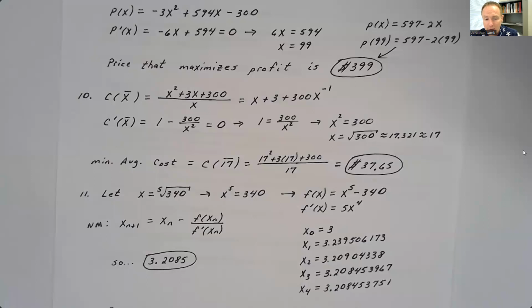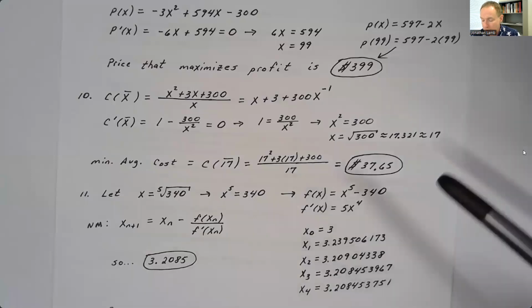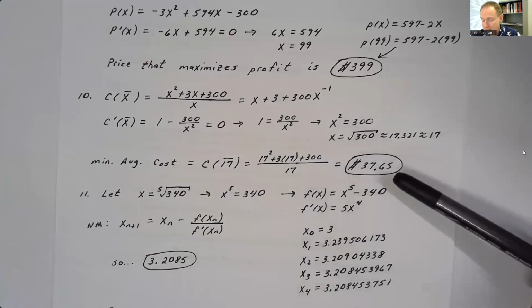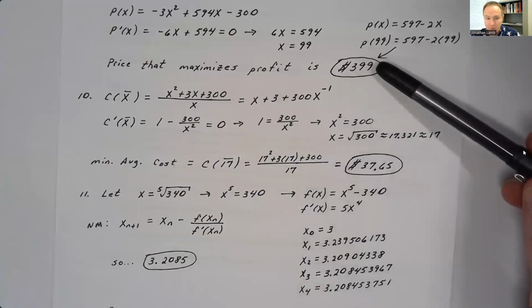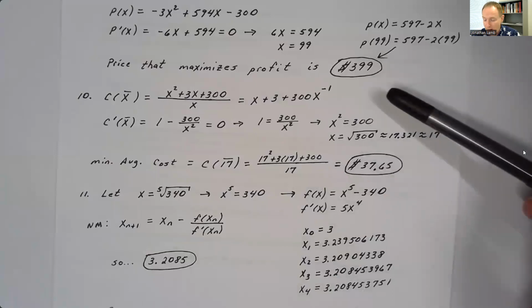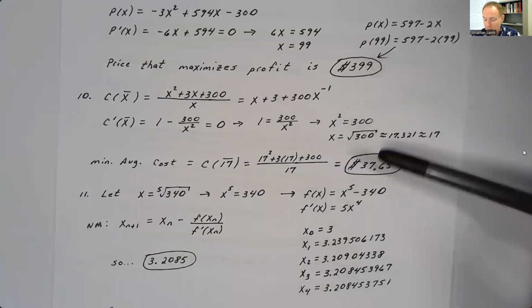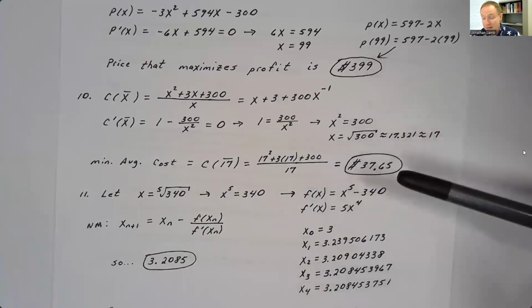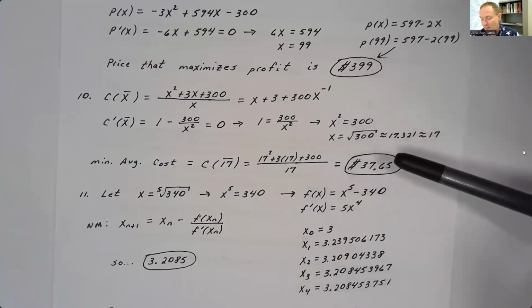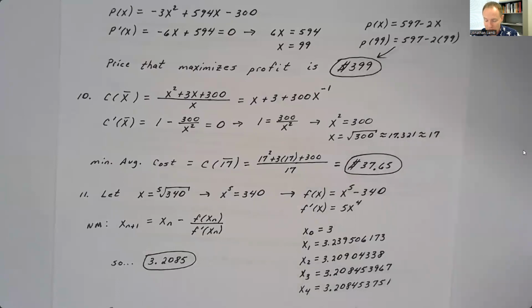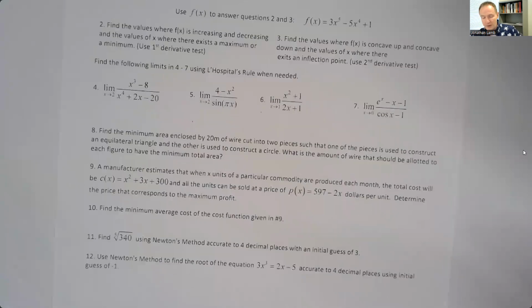per item. Now, if you think about this, minimum average cost was $37.65, yet they're going to sell it for $399. That's a pretty good marketing plan. They're going to be making quite a bit of profit if indeed they could make the items for this and sell them for this. That's pretty sweet. Now, for the last two problems, they're both Newton's method problems.